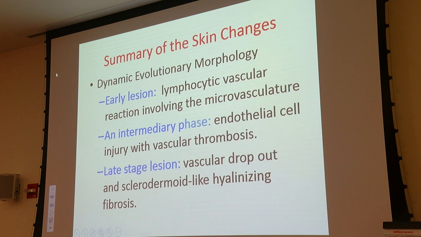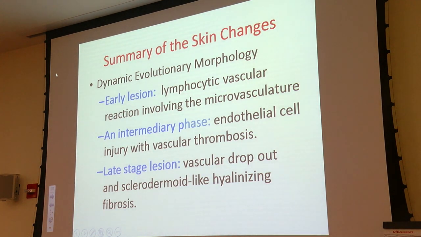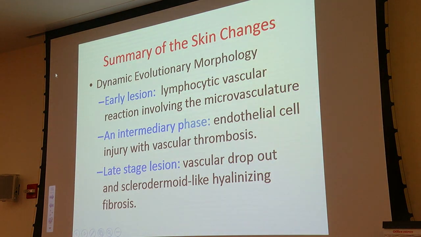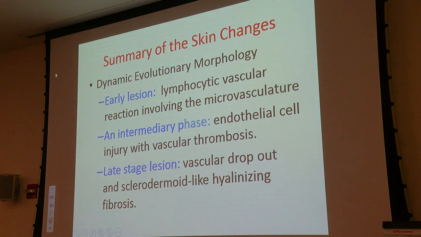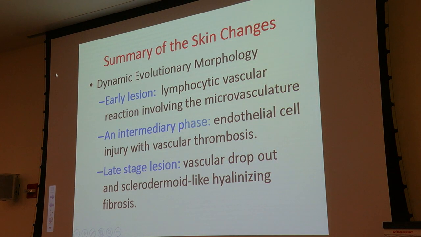So in summary then, the early lesion is this lymphocytic vascular reaction with endothelial cell injury. And then we have an intermediary phase with frank endothelial cell denudement and vascular thrombosis. And then ultimately the late stage lesion really is one that's characterized by this sclerodermoid-like fibroplasia with vascular dropout.